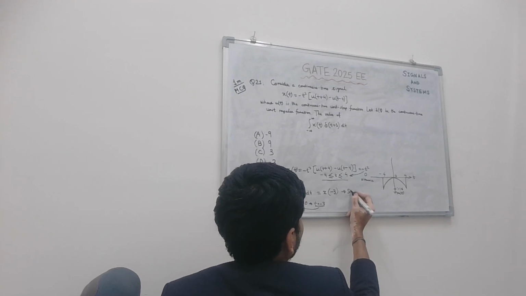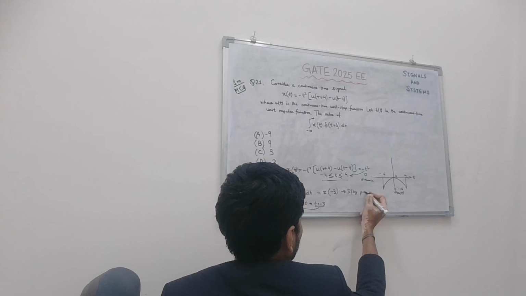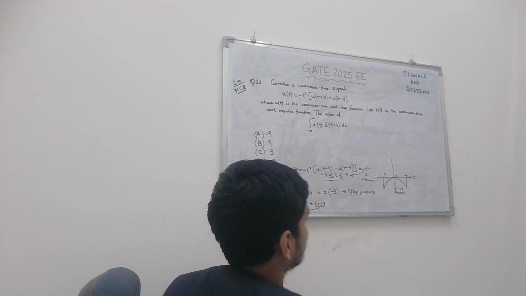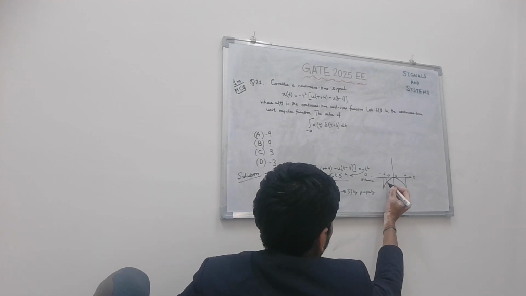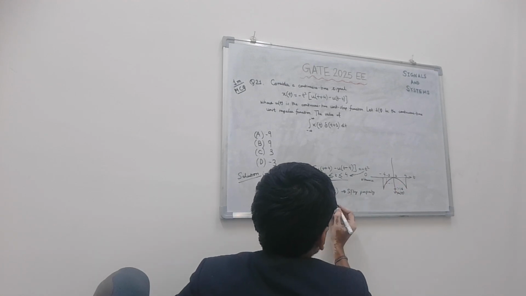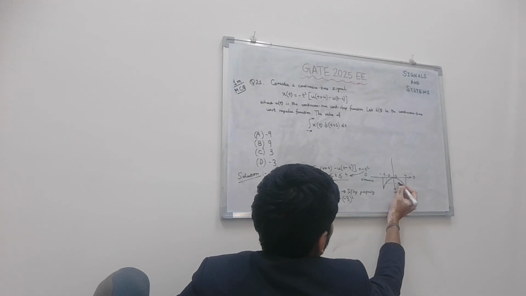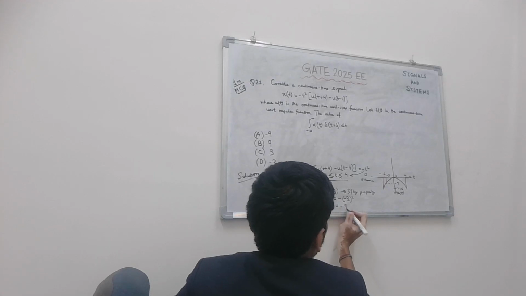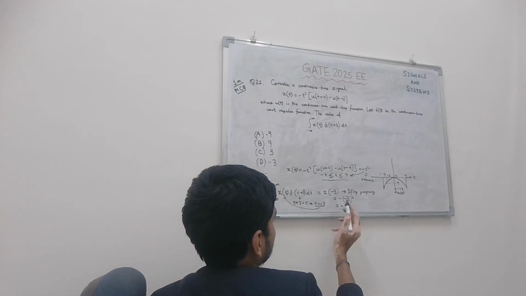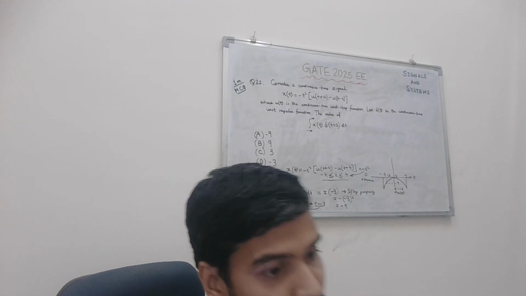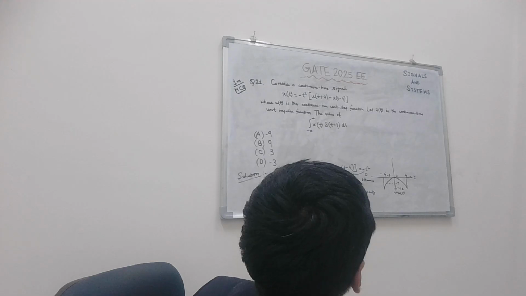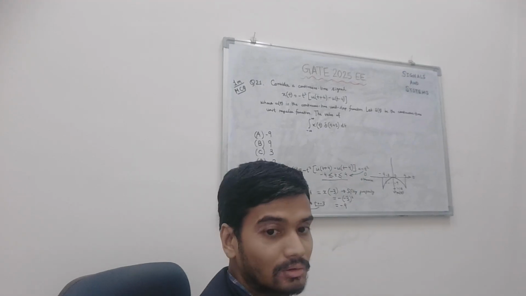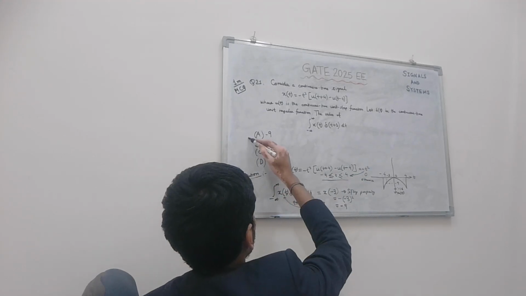It's called the shifting property. Now from this graph, what is the value of x of minus 3? Somewhere around here. It will be nothing but minus of minus 3 square, which is minus 9. So the value of this integral will be minus 9 using the shifting property and the definition of the continuous time signal x of t given. So the correct answer for this question is option A, minus 9.